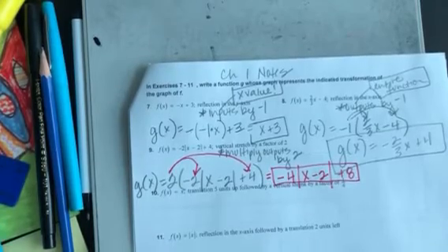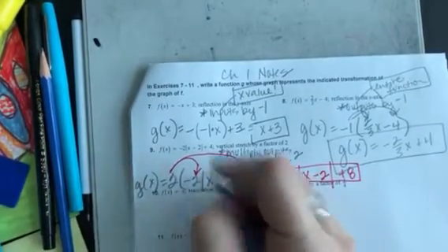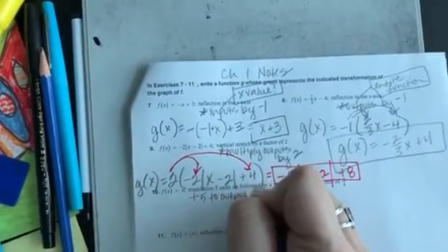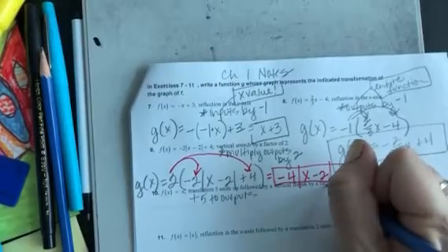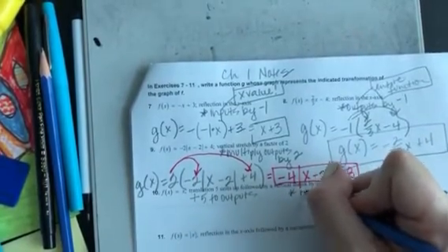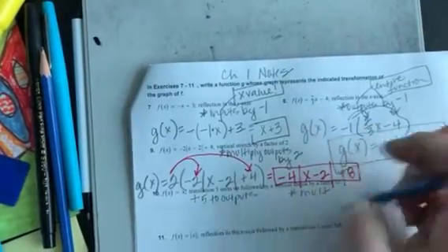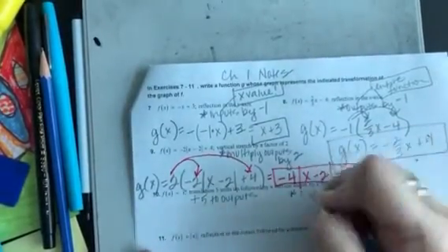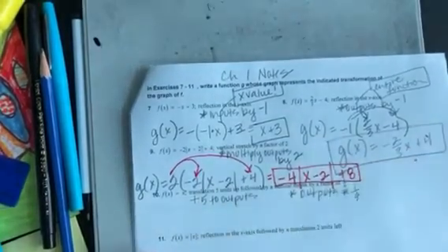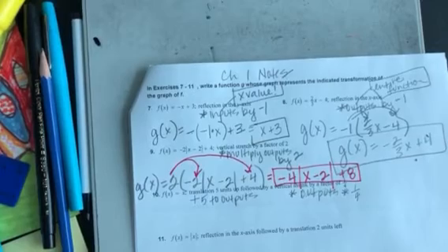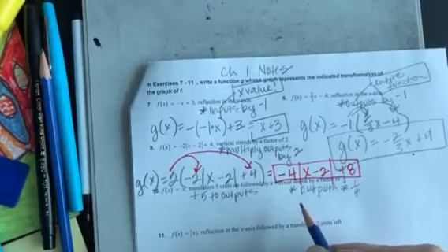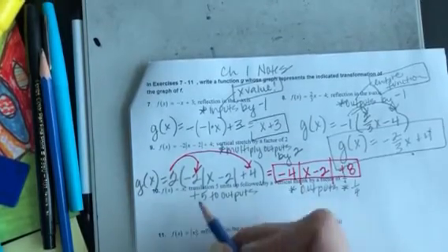Translations up, I'm going to add 5 to the outputs. And then the rule for a vertical shrink, which is the same as a horizontal stretch, I'm going to multiply outputs by that quarter. Times outputs by a quarter. And so there are 2 things I have to do in this one in order to create this translation 5 up and vertical shrink factor of 4.